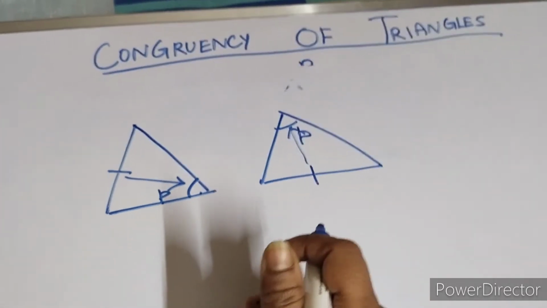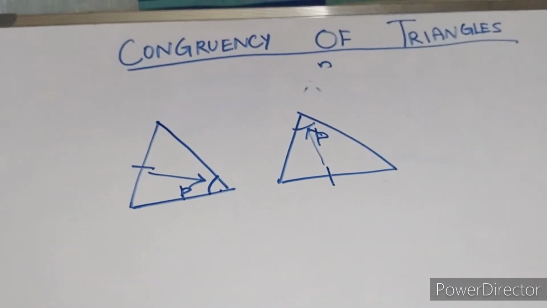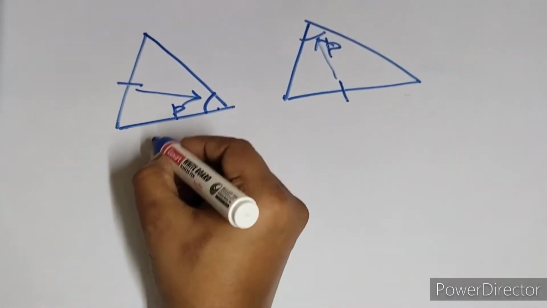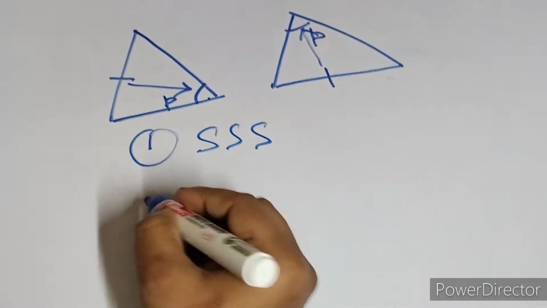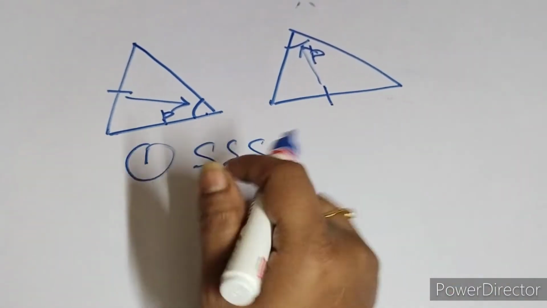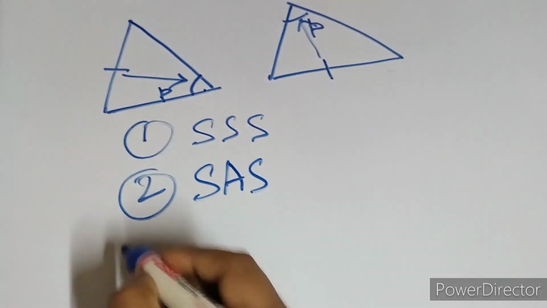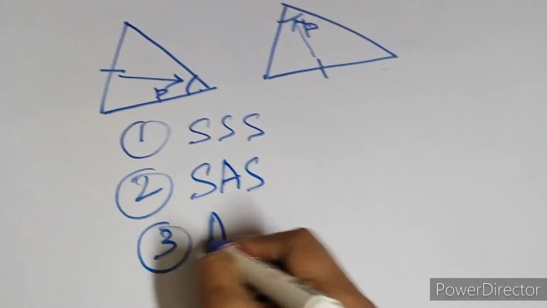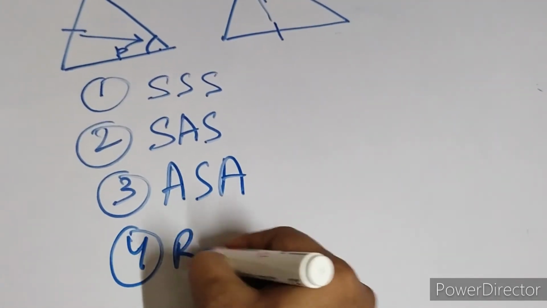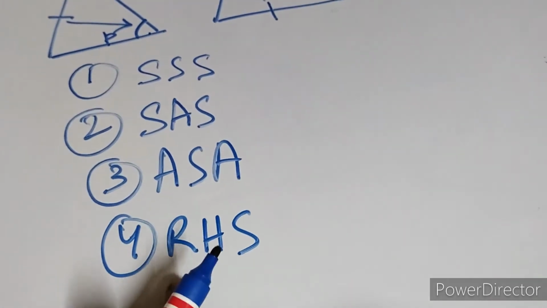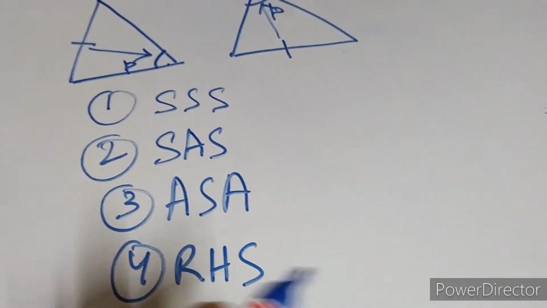So if two triangles are congruent by any criteria, there are many criteria like side, side, side, and others we will discuss. Let us discuss the criteria. First criteria is side, side, side, when two triangles' sides are corresponding or equal. Second is side, angle, side. Third is angle, side, angle. And the last one is RHS. What is RHS? R for right angle, H for hypotenuse, and S for side. I will come back to all this.